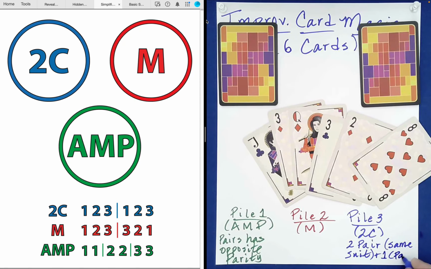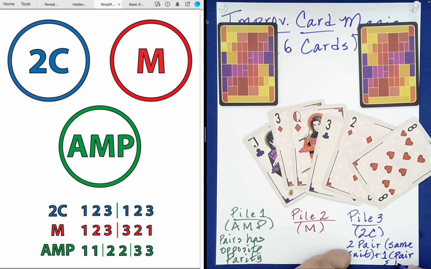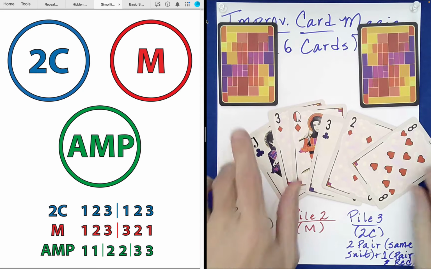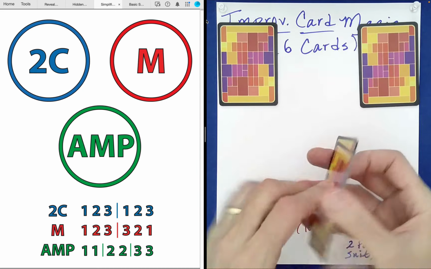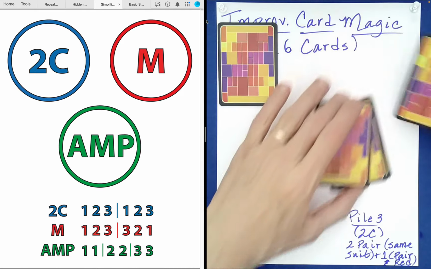I'm not sure why I put that in parentheses there. Sorry about that. 1 pair, same color. Oh, we could even say 1 red pair. Yeah, well, let's do that. I don't think that would be too hard to remember. Okay, 1 pair, that's red. Okay, so 2 pairs of the same suit and 1 pair, and they're both red, but they're actually not of the same suit. That's kind of interesting. Okay, so let's put this away. This will be our pile 3 in just a few minutes.